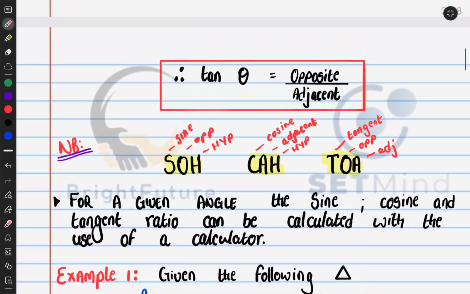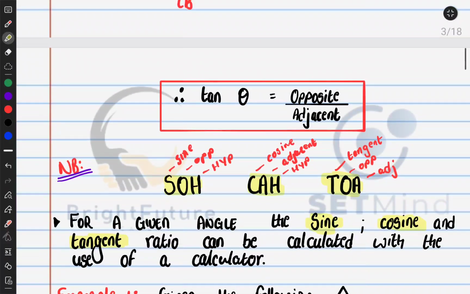So for a given angle, the trigonometric ratios sine, cosine, and tangent can be calculated with the use of a calculator. If you are given, let's say, angle 30, you go into your calculator and punch sine, open bracket, 30, close bracket, press the equal sign, and that should give you the ratio for the sine of the angle 30.